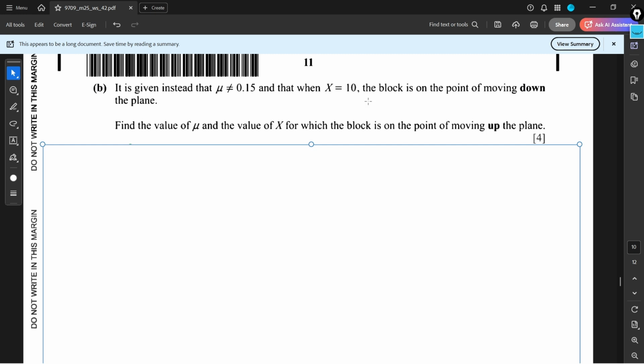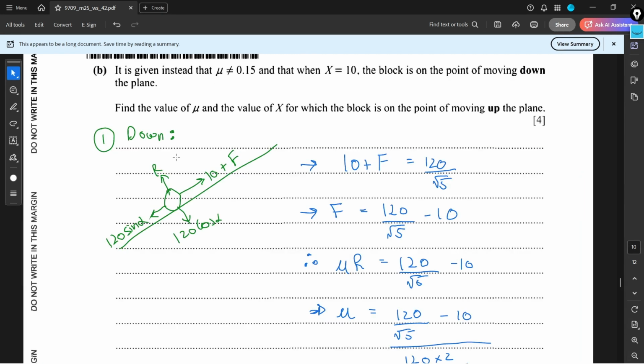Now, utilizing both pieces of information, I'm going to draw a rough free body diagram and then create two different equations with two unknowns, mu and x. Solve these equations together, and that's how I'll be done with this part. So to start with the solution, I'm starting with the first condition where the block is about to move downwards, and therefore you can see that the friction force is going to be in the upward direction.